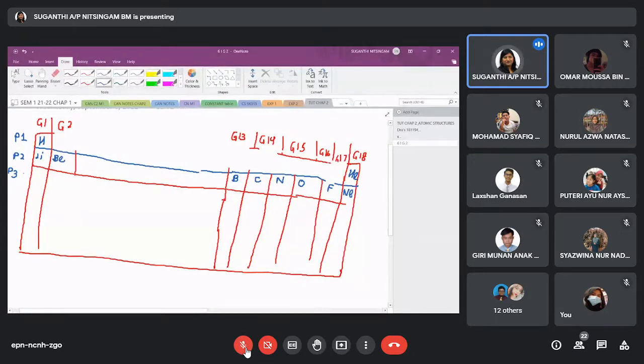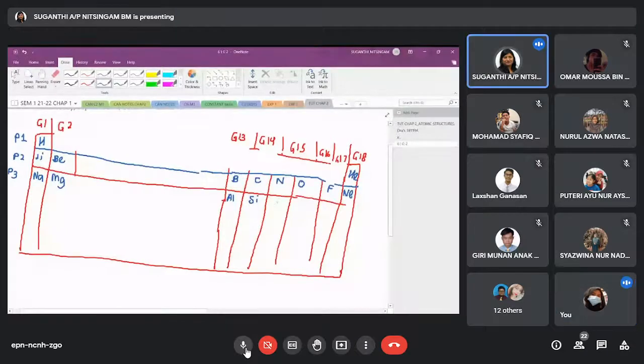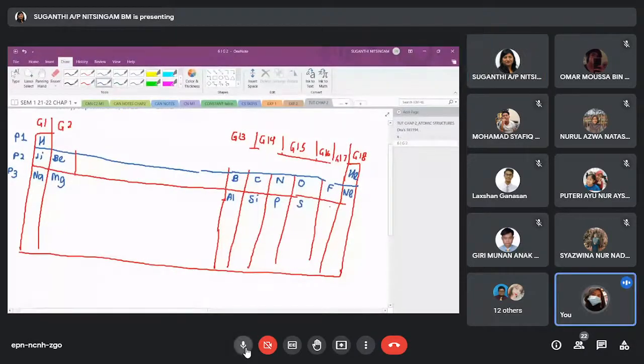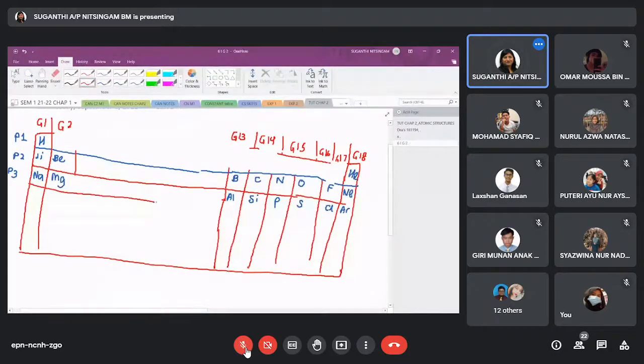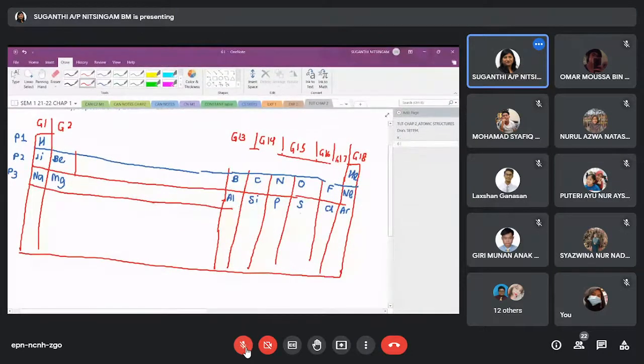Lithium, beryllium. Okay. After that is what? Bukan natrium. Sodium. Magnesium. Aluminium. Silicon. Phosphorus. Sulfur. Chlorine. Argon. Very good. What you must understand now is this is period 2.